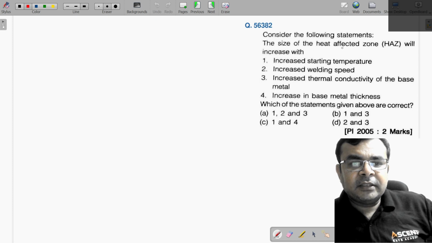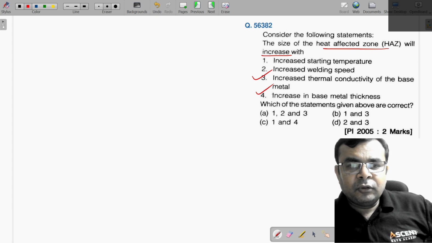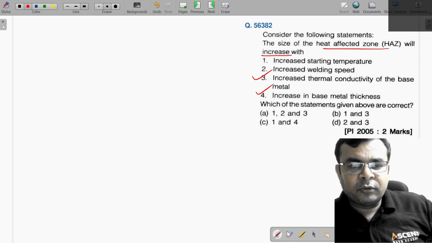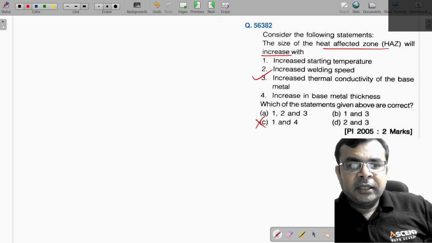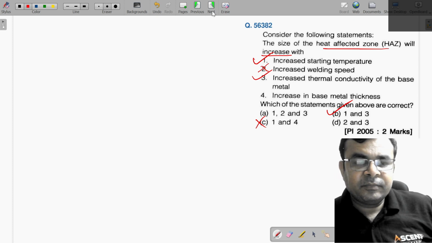Consider the following statements. The size of the heat affected zone will increase with increased starting temperature, increased welding speed, increased thermal conductivity of the base metal. This is right. Increase in base metal thickness, yes, it is also right. So there is no option with 3 and 4, so this is not the right answer. So this is wrong. Increased starting temperature, yes, it is right. Increased welding speed, no, this is wrong. So 1 and 3 only. So option B is the right choice. Correct.